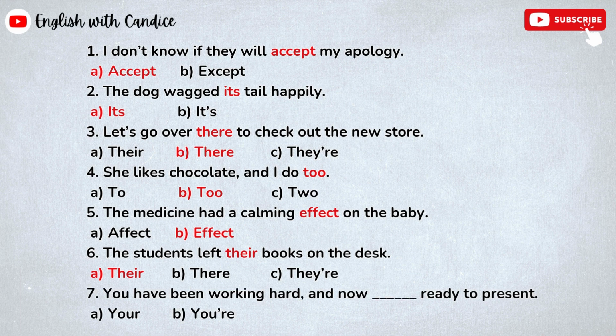And our last sentence, you have been working hard and now you're ready to present. So which one are we choosing, A or B? B. B is the contraction for you are, which fits the context. Remember, A is a possessive pronoun and it does not make sense here.